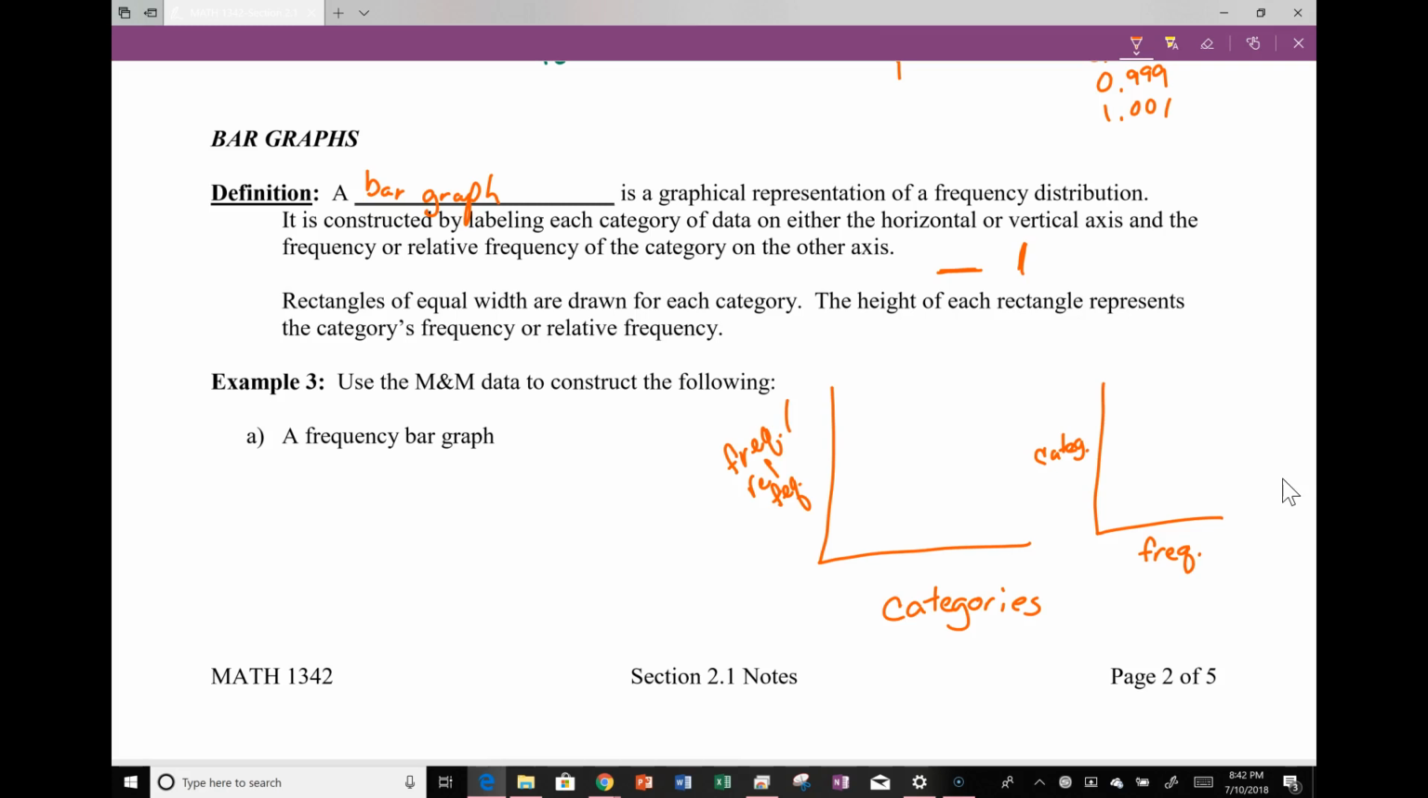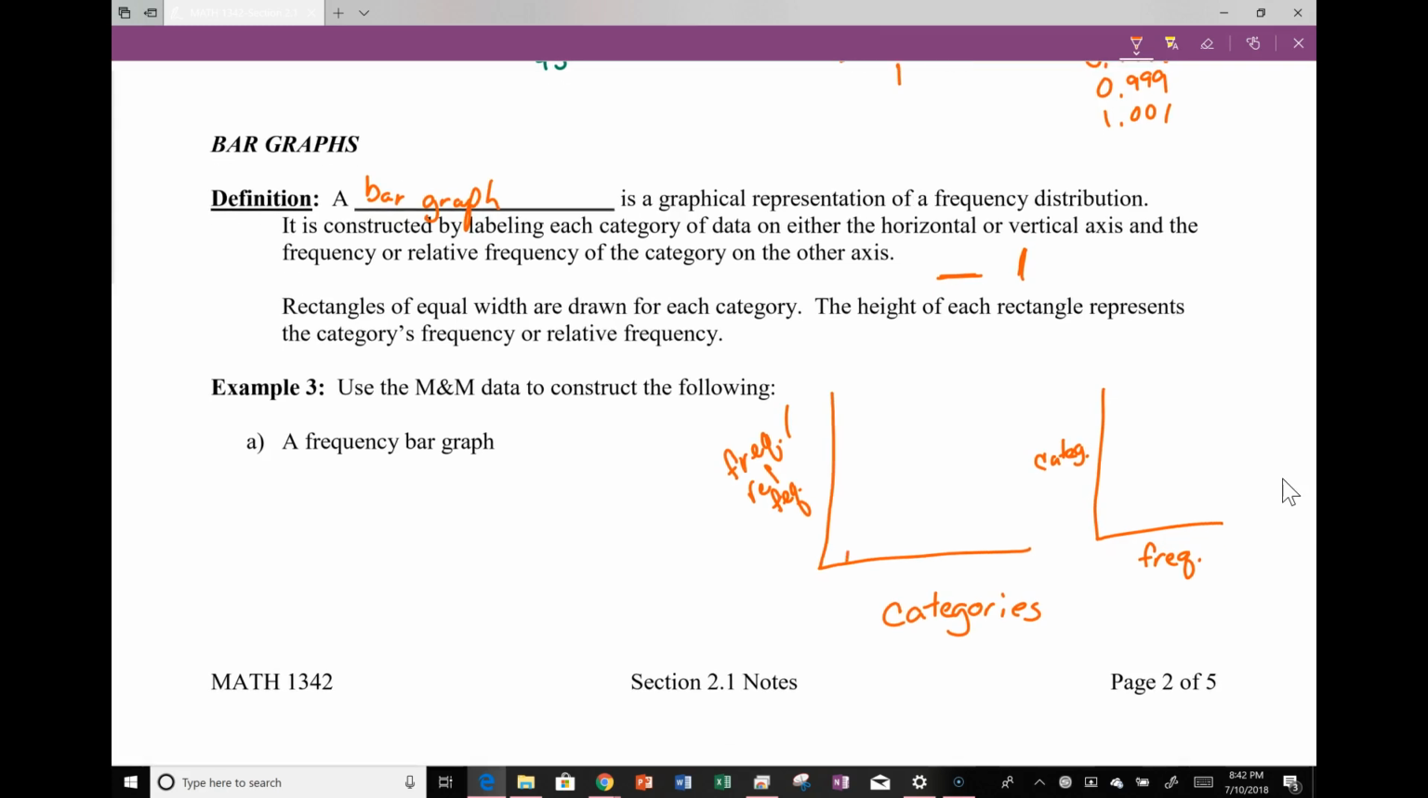And then what you do is you create bars for each category. And you create bars based on the height of your frequency. Okay? So you'll notice that these are drawn in different directions. And that's because you always want the base of your bars along the axis with your categories. And then you want to go up to the height of your frequency.